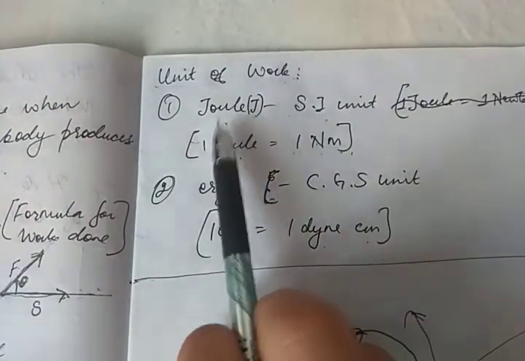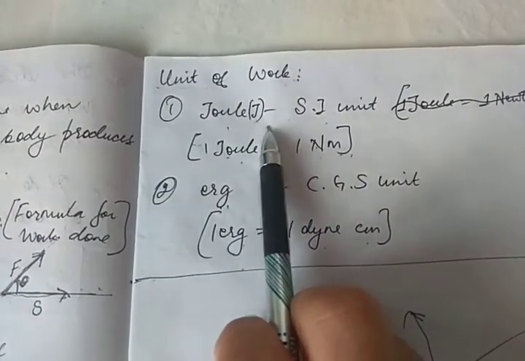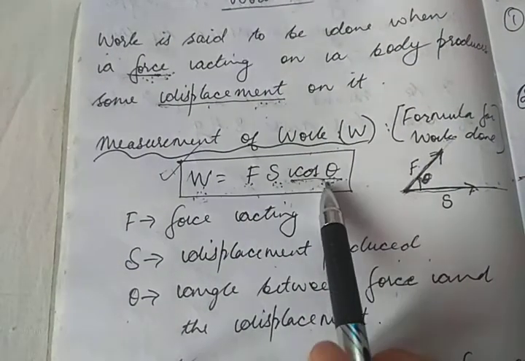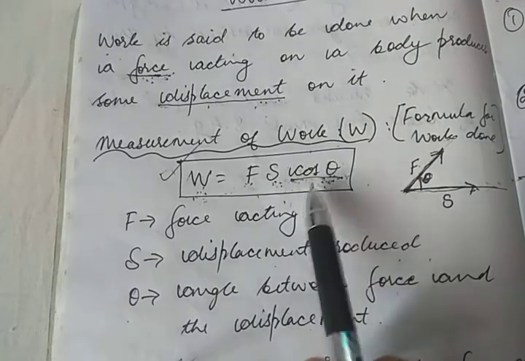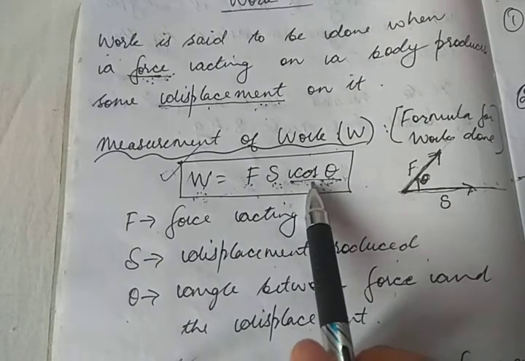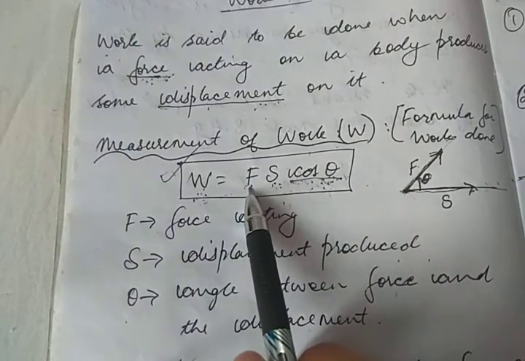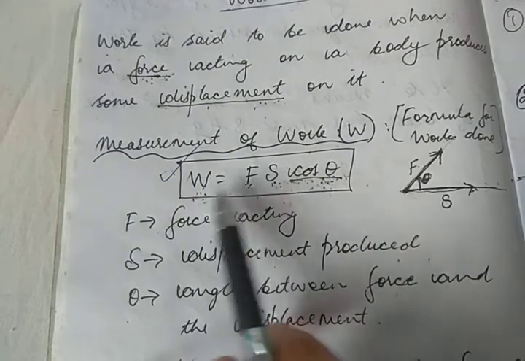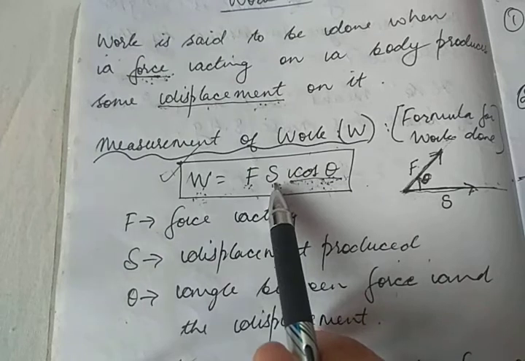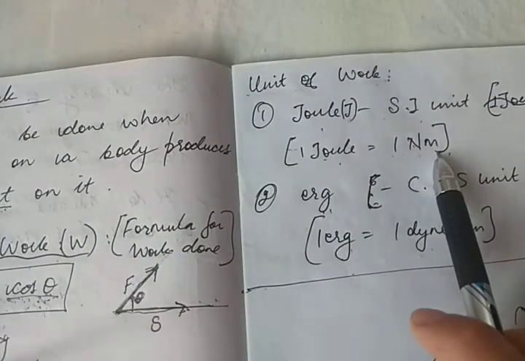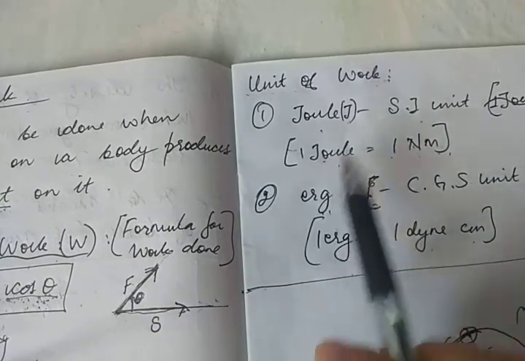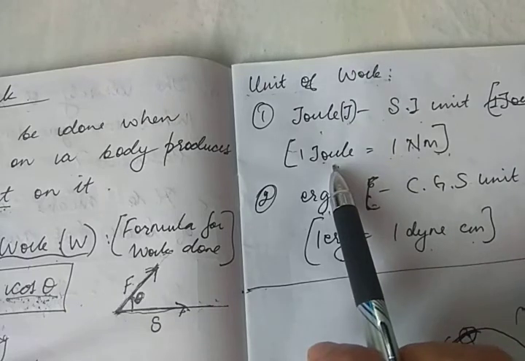Now one last thing I want to discuss over here is the unit of work. The SI unit of work is joule, denoted by a capital J. From this expression for work done, F s cos theta, cos theta is a trigonometrical ratio and doesn't have a unit. The SI unit of force is Newton. The SI unit of displacement is meter. So the unit of work done is Newton meter in SI. Instead of saying Newton meter, it's called joule. 1 Newton meter is also called 1 joule, denoted by capital J. This happens to be the SI unit of work.